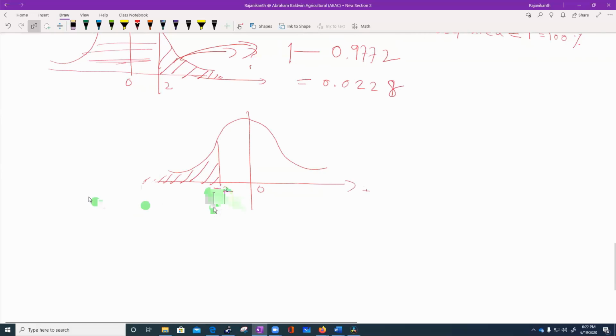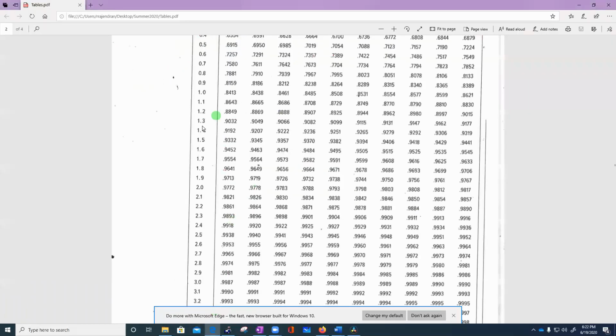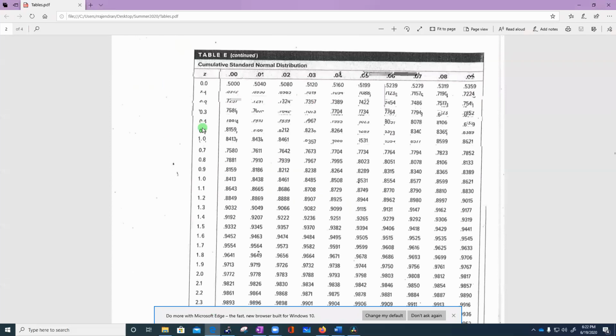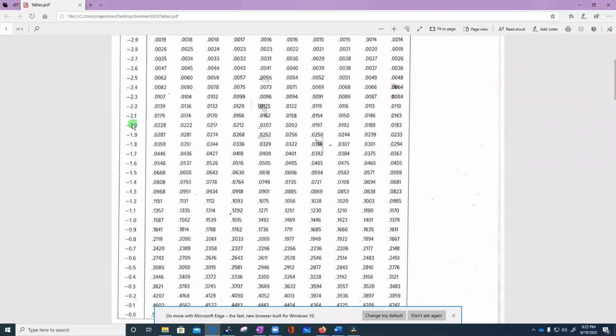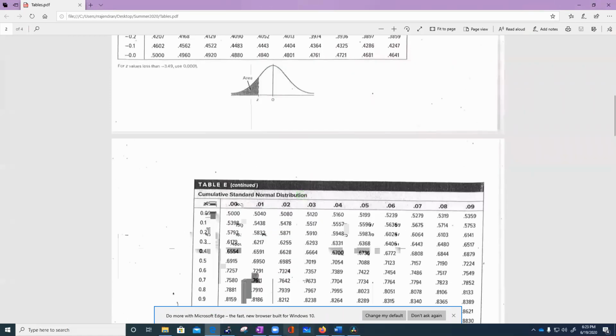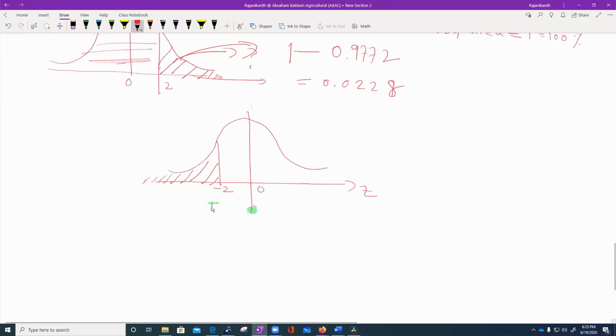If you look at the table directly, you will get the answer, because the table always gives the left side area to the point. I want the left area to that point, so the table will give you the answer directly. Where's -2? Z is now -2. You see, this is -2. What is the answer you are getting? 0.0228. If you are very smart, you would have told me easily by looking at the previous picture.